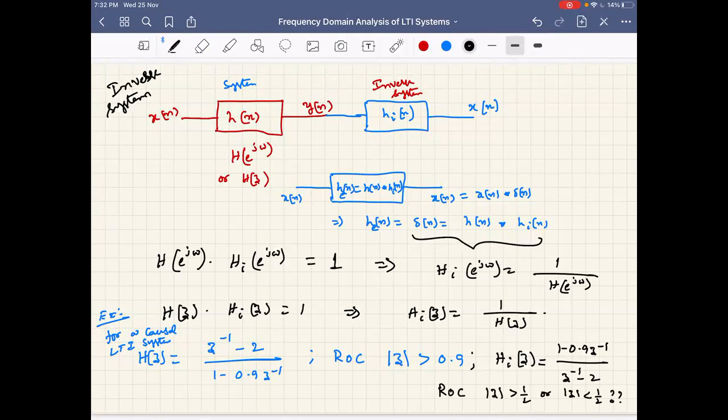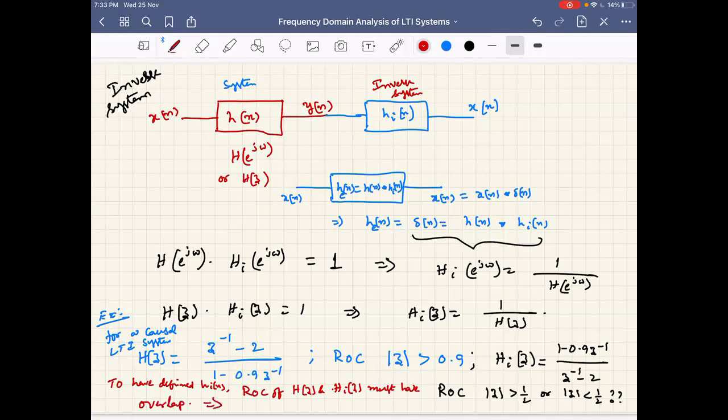see, for the multiplication of H of z and H inverse of z to exist, or the convolution sum of h of n and h inverse of n to exist, there should be some region of overlap for the ROC. Even for this, a region of overlap is needed, and hence the ROC of H of z and H inverse of z should have a region of overlap. Okay, there should be some overlap to have a defined H inverse of z. The ROC of H of z and H inverse of z must have overlap.